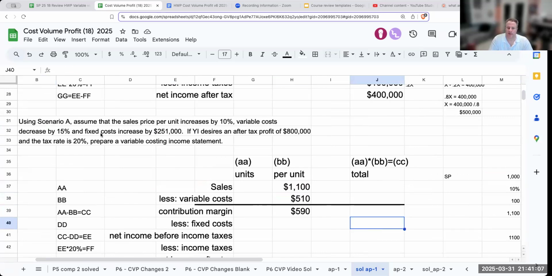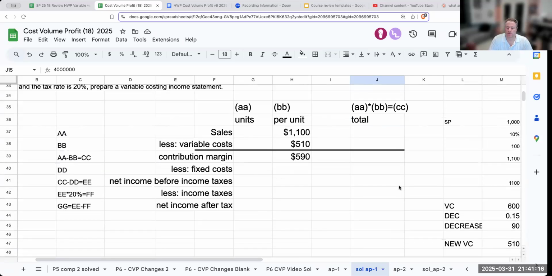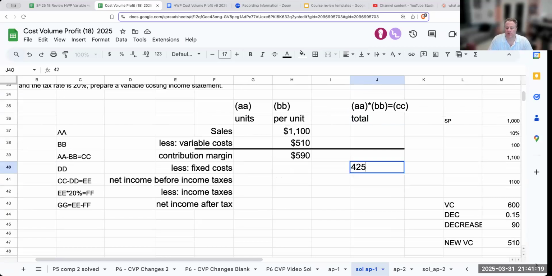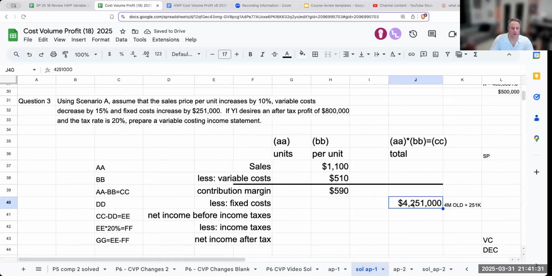Now it also tells me that my fixed costs increased by 251,000. That means it went from 4 million to 4,251,000. So this is 4 million old plus 251,000 new. So right over there, that's how I'm getting the 4,251,000. Over here, it's telling me that I have an after-tax profit desired of $800,000.